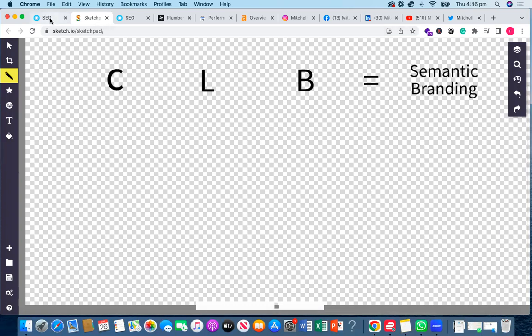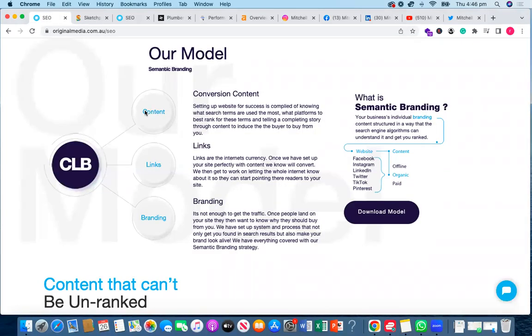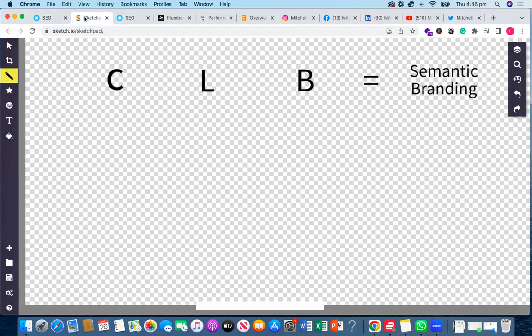So our three core pillars are content, links, and branding. And I'm going to break them down for you so you can get a full understanding of how the three of them put together equal semantic branding and get you more high valued traffic to your website that's going to equate to more conversions, sales, and revenue. So let's break it down.